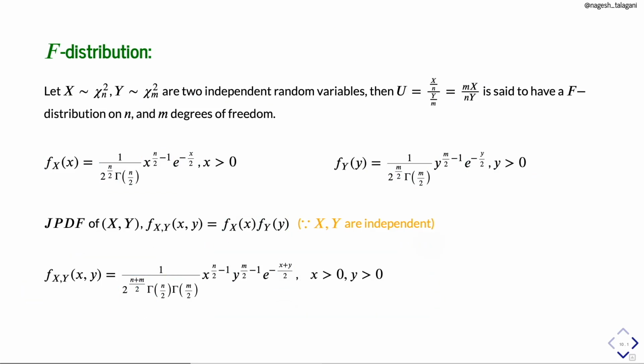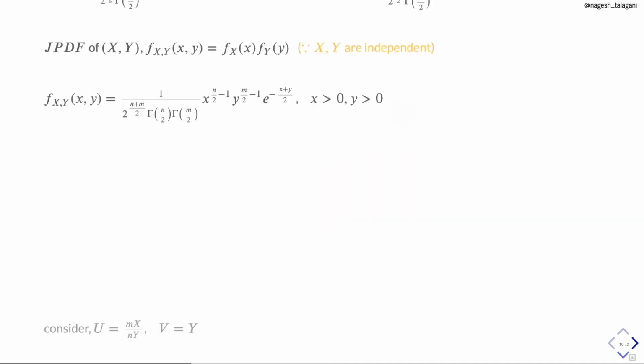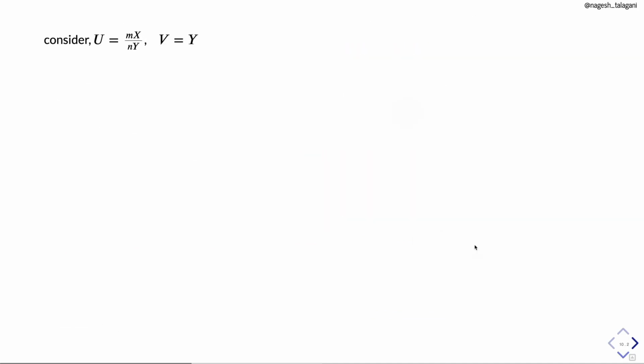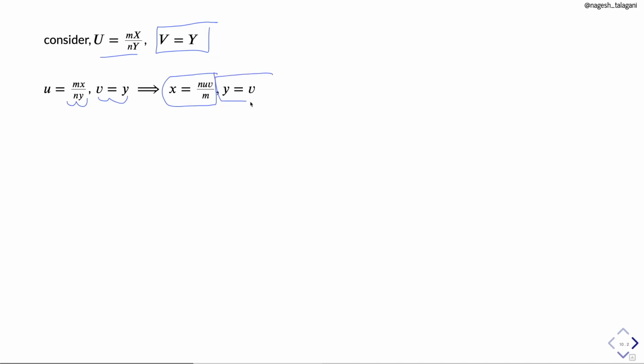Now let us consider the transformation u equal to mx by ny and the auxiliary transformation v equal to y. Then these transformations can be uniquely solved for x and y like this: x equal to nuv by m, y equal to v.